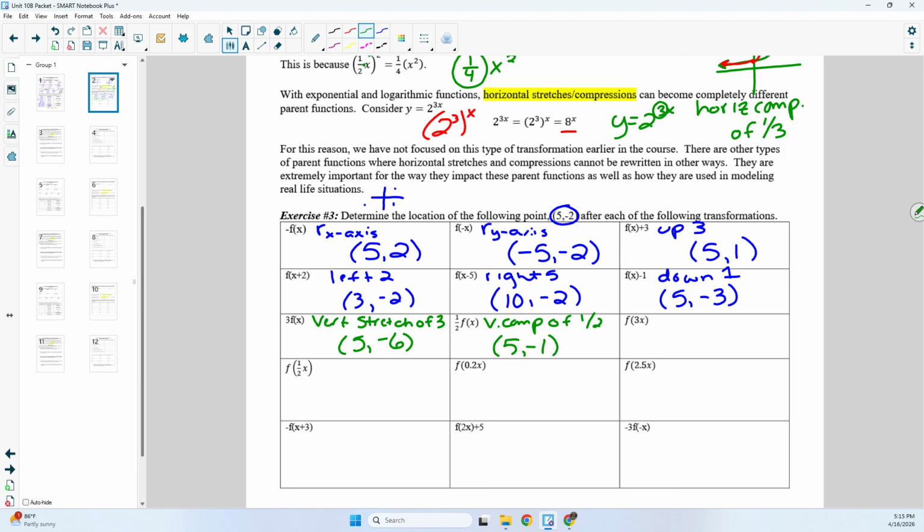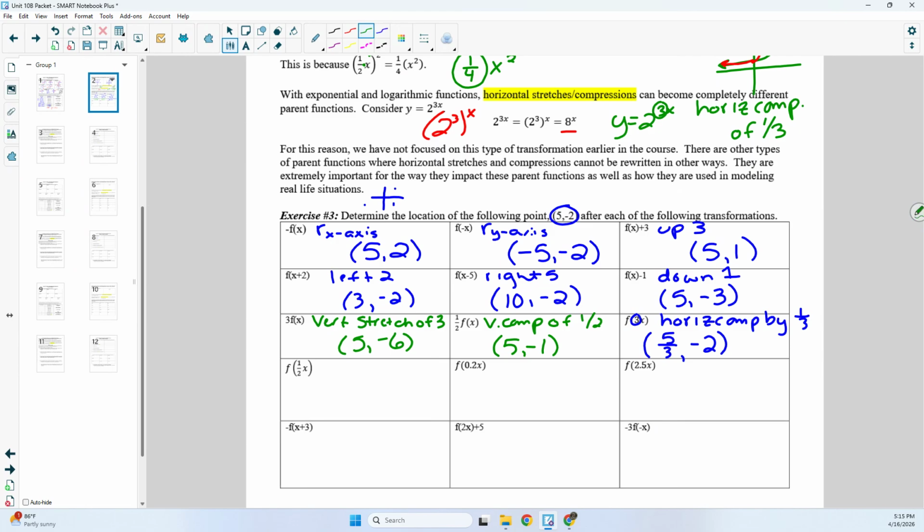So here's my first horizontal stretch or compression. They work backwards, so if I see a number bigger than 1, I'm actually horizontally compressing it by the reciprocal of 3, which is 1/3. So that means I'm multiplying my x value by 1/3, because horizontal is x. So that's going to give me a fraction here. 5 times 1/3 is 5/3, and then -2.